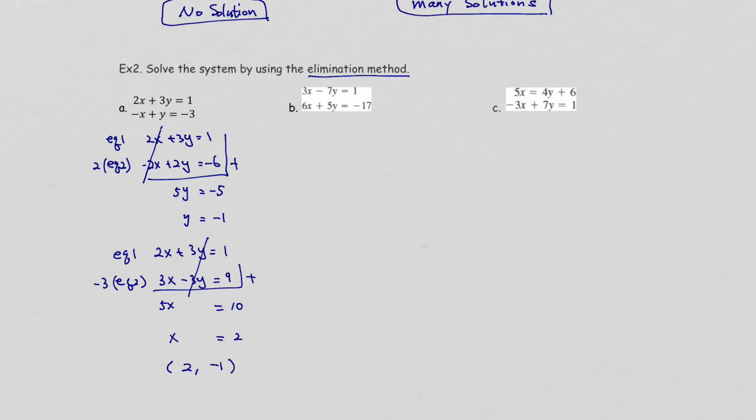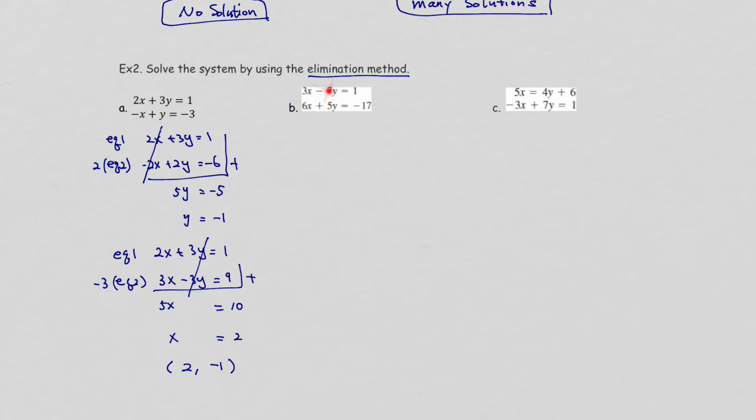Okay, let me try one more. So when we're looking at these two equations, let's see, I'd be able to get rid of x by multiplying the first equation by -2. That's easier than trying to get rid of y, right?